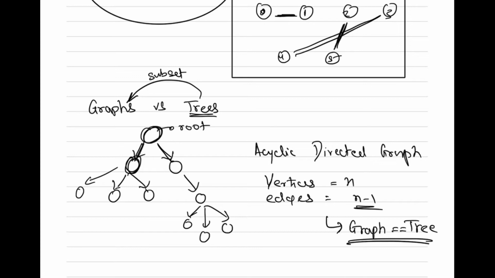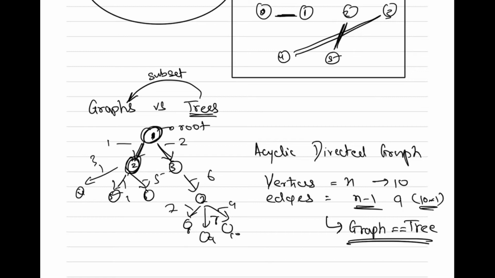How many vertices do we have? 1 2 3 4 5 6 7 8 9 10. We have 10 vertices, and edges 1 2 3 4 5 6 7 8 9. We have 9. That is nothing but 10 minus 1, right? So that is what a tree is. A tree is nothing but an acyclic directed graph with n number of vertices, and for n number of vertices, it has n minus 1 edges.